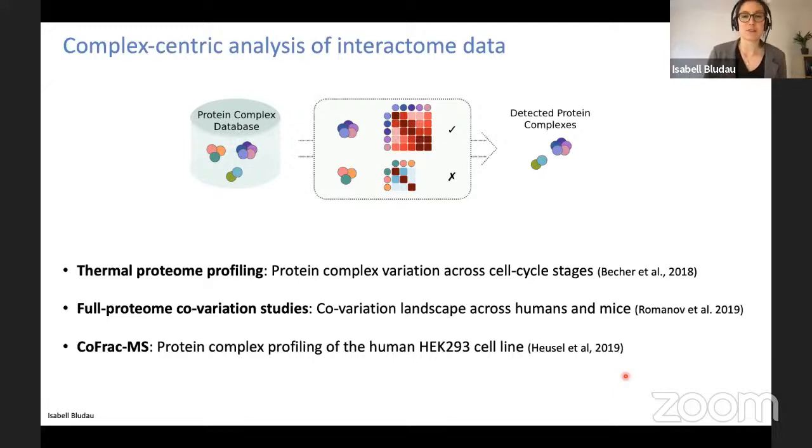And finally, of course, in the Eversold lab we have adopted an automated strategy to look at protein complexes in co-frag-MS data by the complex-centric analysis approach.